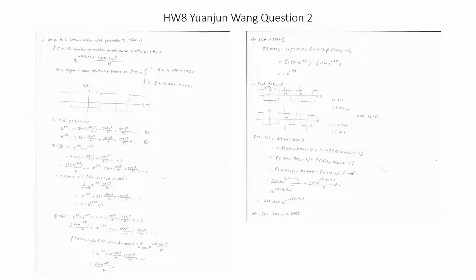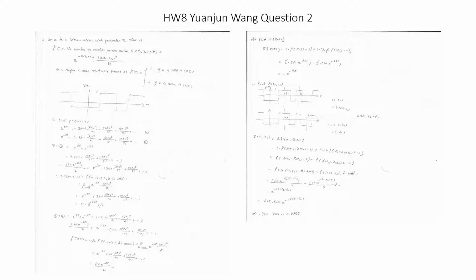Homework 8, question 2. Let N be a Poisson process with parameter lambda, such that the probability of N, the number of random points arrived in (t1, t2], equals k is e to the negative lambda (t2 minus t1) times lambda (t2 minus t1) to the k over k factorial.